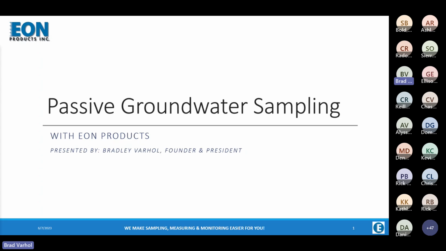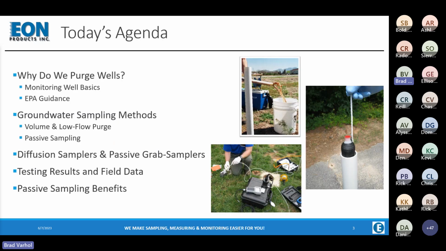So let's begin with a quick look at our agenda for today. We're going to walk through some really basic things at the beginning so we can set the ground for talking about the passive samplers. So we'll talk about why do we purge wells. We'll talk very quickly about some monitoring well basics and some historical EPA guidance on purging wells. We'll talk about current groundwater sampling methods. Those include volume and low flow purge and passive groundwater sampling.